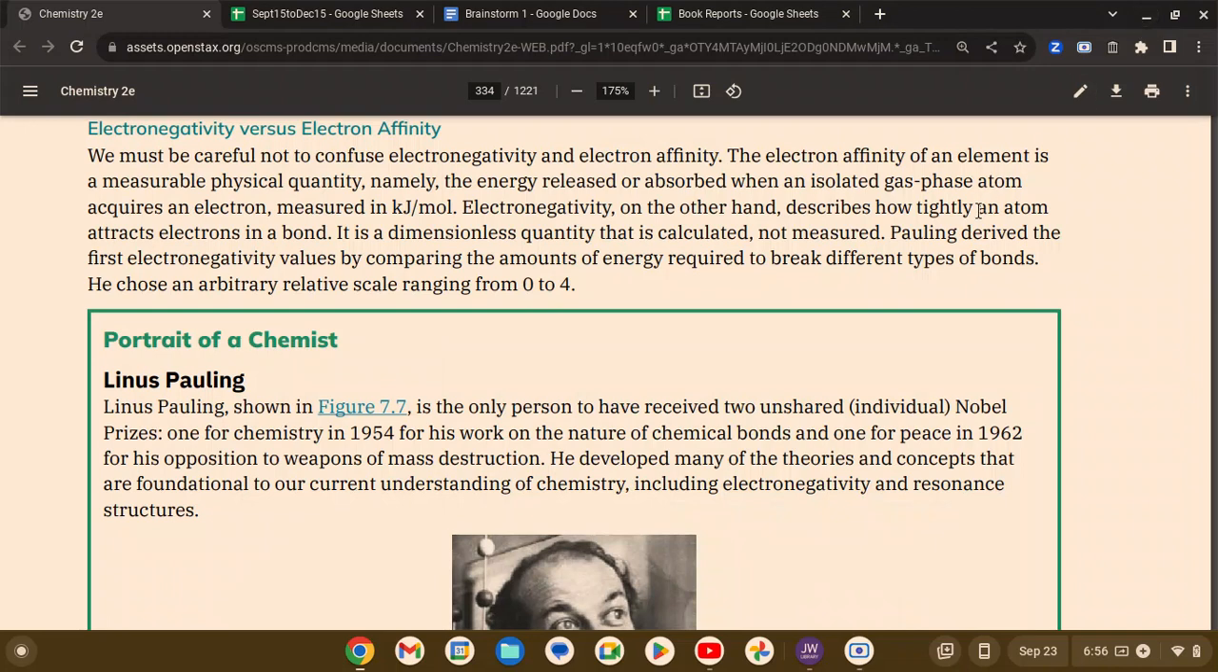So, electronegativity versus electron affinity. We must be careful not to confuse electronegativity and electron affinity. The electron affinity of an element is a measurable physical quantity, namely the energy released or absorbed when an isolated gas phase atom acquires an electron, measured in kilojoules per mole. Electronegativity, on the other hand, describes how tightly an atom attracts electrons in a bond. It is a dimensionless quantity that is calculated, not measured. Pauling derived the first electronegativity values by comparing the amount of energy required to break different types of bonds. He chose an arbitrary relative scale ranging from 0 to 4.